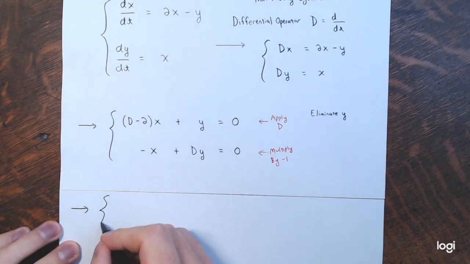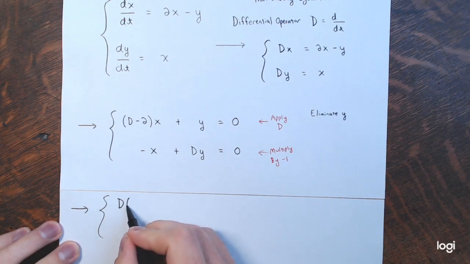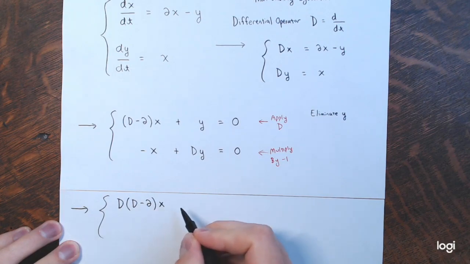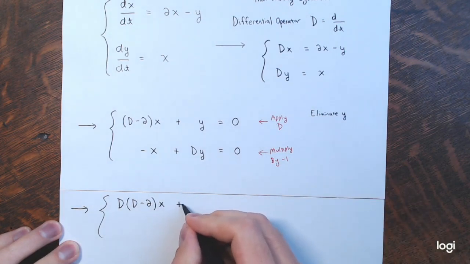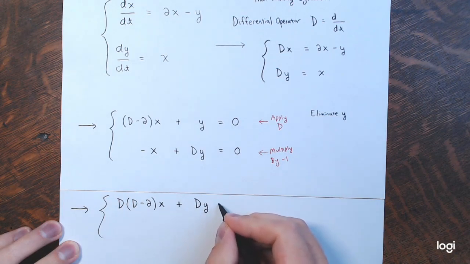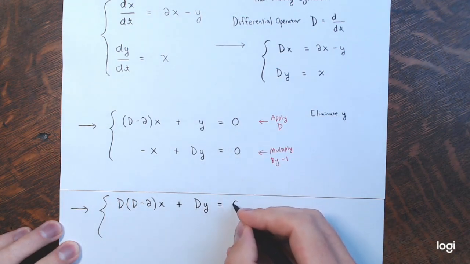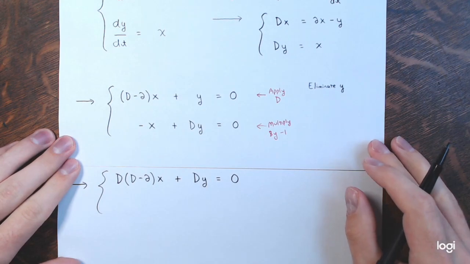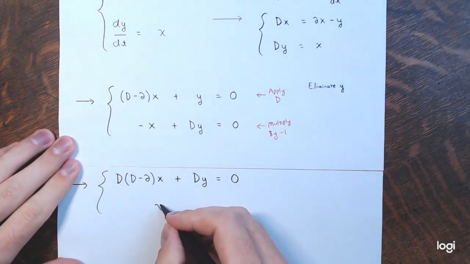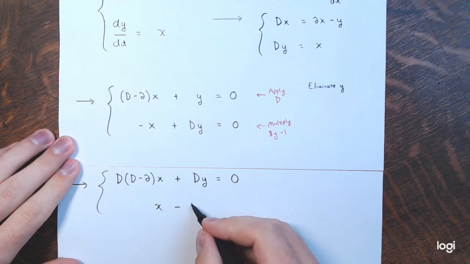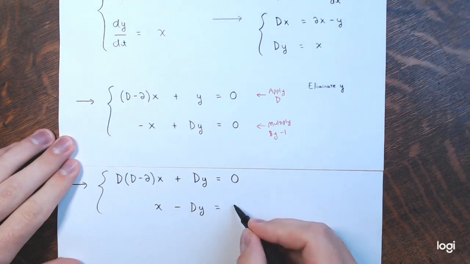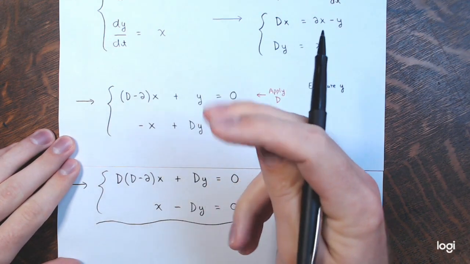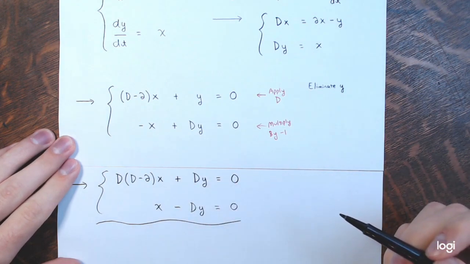Alright, so again, the first equation, you have D applied to every single term. So now I have D times (D minus 2) applied to x, plus D applied to y equals D applied to 0, which is still 0. Right? The derivative of 0 with respect to t would still be 0. And then multiplying the second equation by -1, I get x, positive 1x, minus Dy equals 0 times -1, which is 0. And now the operators on y are opposites.